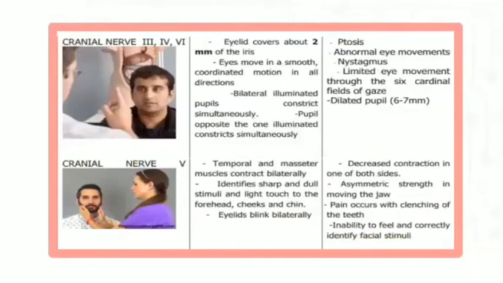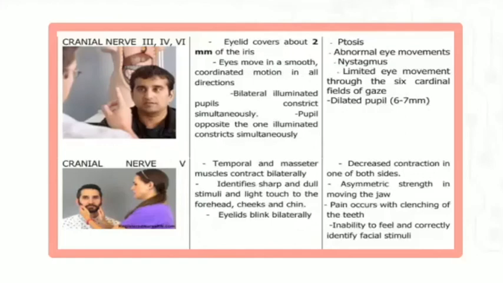For cranial nerves 3, 4, and 6. Normal findings: eyelids cover about 2 mm of the iris. Eyes move in a smooth, coordinated motion in all directions. Bilateral pupils constrict simultaneously, and the pupil opposite of the one illuminated constricts simultaneously. For abnormal findings: ptosis, abnormal eye movement, nystagmus.